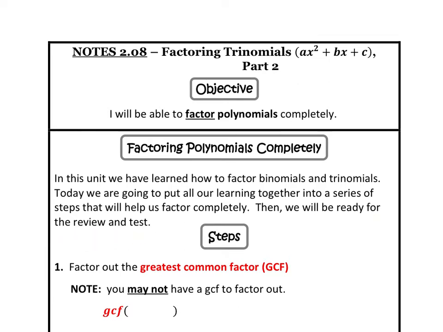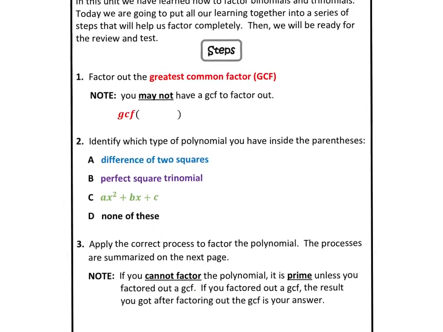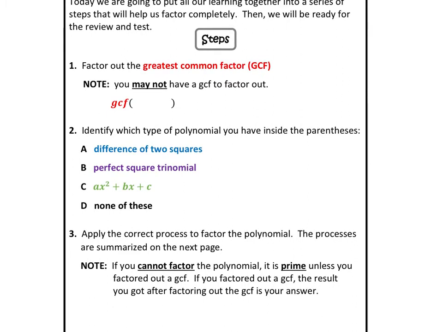Okay, so let's look at the steps we want to follow as we're solving these problems. First step, we always want to consider this: check to see if there's a GCF. And keep in mind that you may not have a GCF to factor out. When does this happen? If I have a GCF of 1, then there might not be anything to factor out.